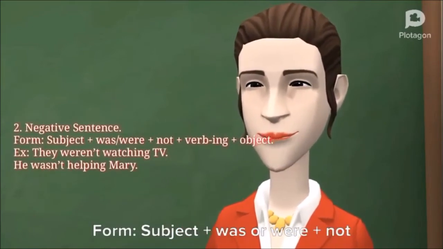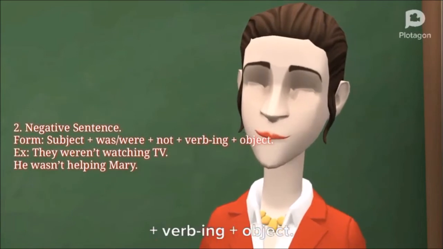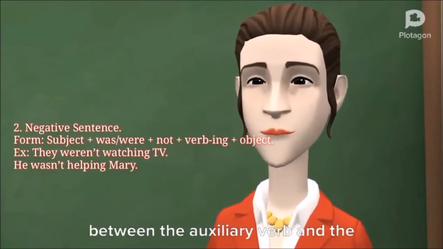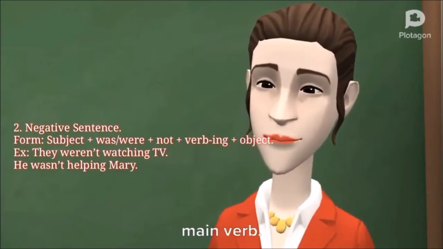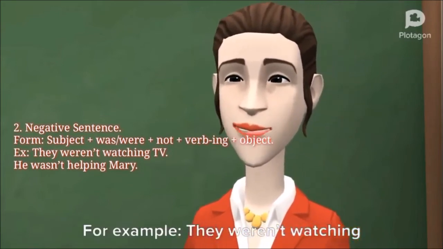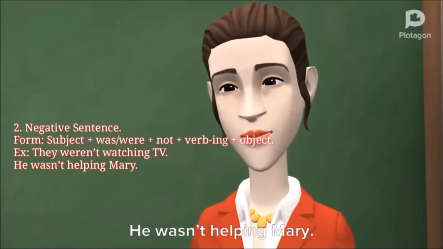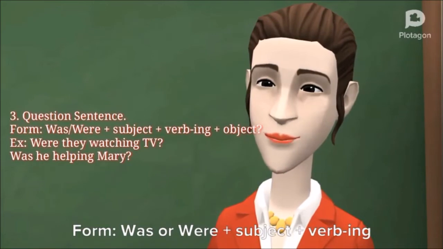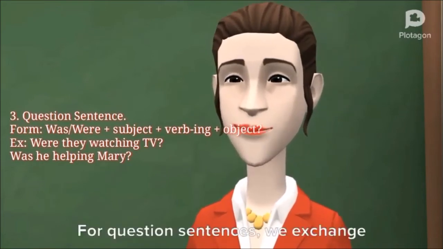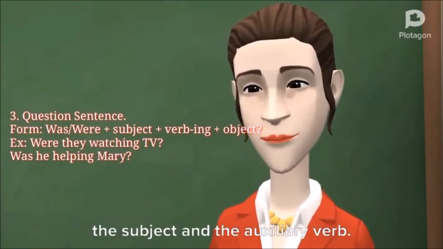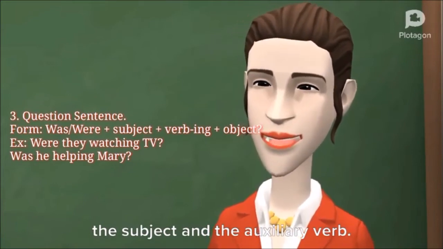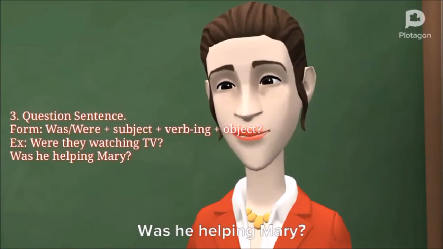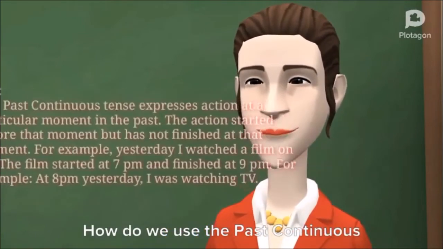2. Negative sentence. Form: subject plus was or were plus not plus verb-ing plus object. For negative sentences we insert not between the auxiliary verb and the main verb. For example, they weren't watching TV. He wasn't helping Mary. 3. Question sentence. Form: was or were plus subject plus verb-ing plus object. For question sentences, we exchange the subject and the auxiliary verb. For example, were they watching TV? Was he helping Mary?